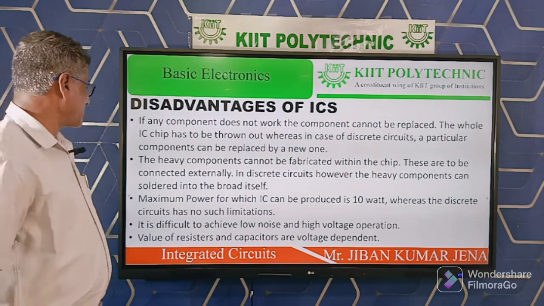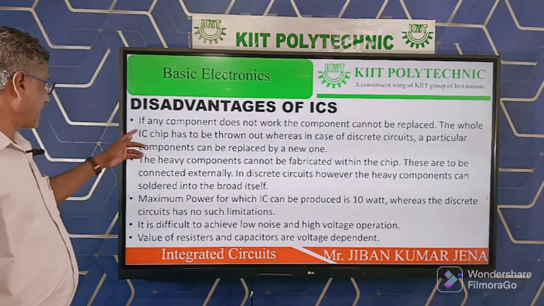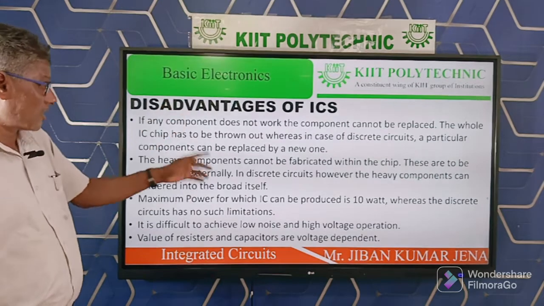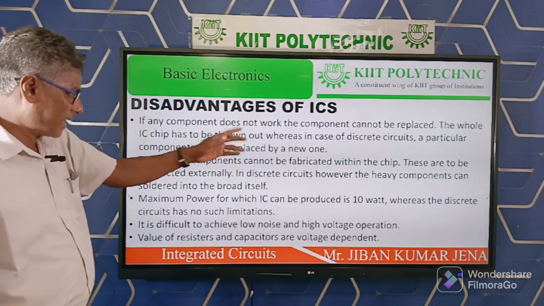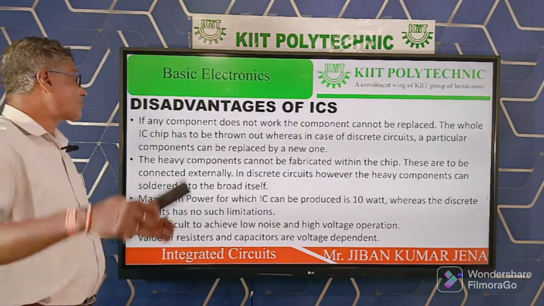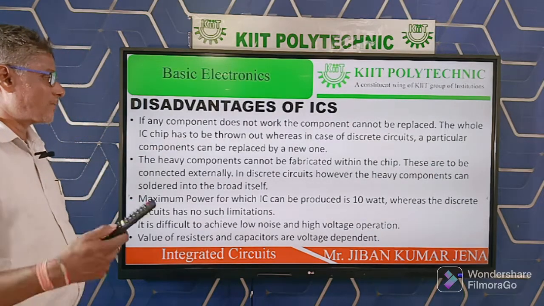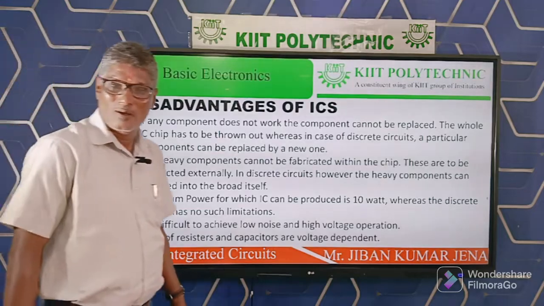So for the demerits or disadvantages of ICs, or integrated circuits, the first point is: if any component does not work, the component cannot be replaced. The whole IC chip has to be thrown out. Whereas in the case of a discrete circuit, a particular component can be replaced by a new one.